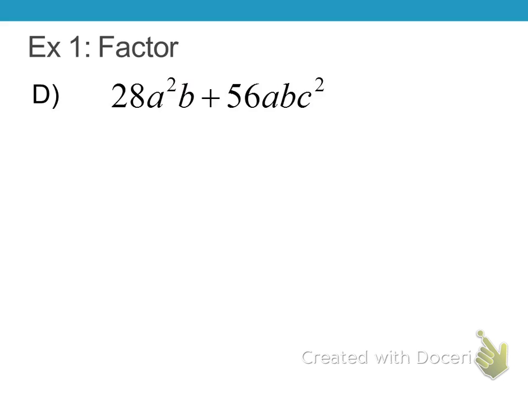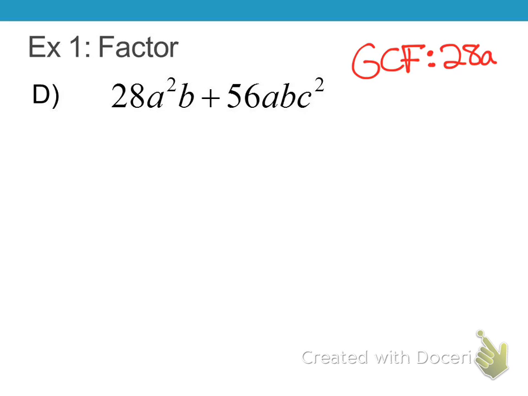Anytime I see one like this, I always ask myself if the smaller number goes into the bigger one. Does 28 go into 56? Yes. It does. So that's going to be part of our GCF. You can do a factor tree if you want. It's just going to give you 28. And then what about the variables?